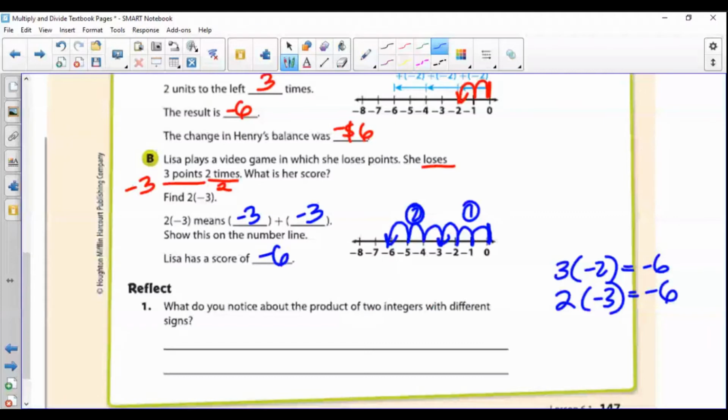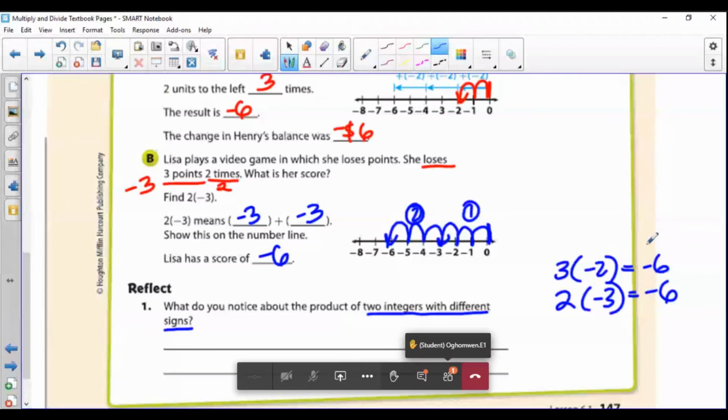Raise your hand if you think you might notice a pattern. What happens when I multiply 2 numbers with different signs? It's something about my solution, whether it's a positive or a negative solution. What do y'all think? What is something that we might notice happens when I multiply 2 numbers with different signs? Brittany, what do you think?